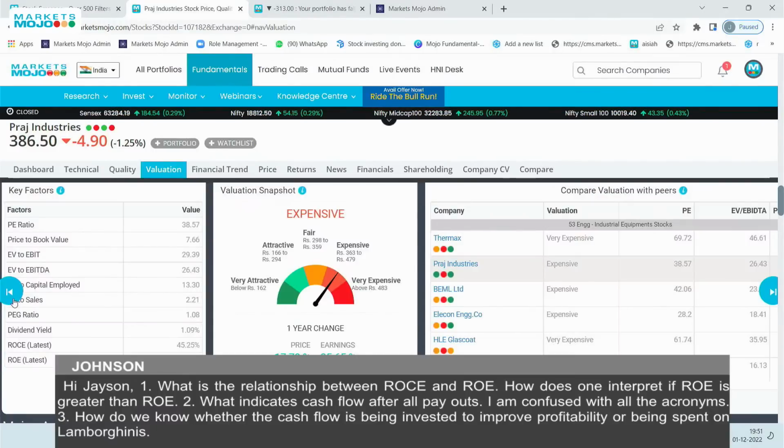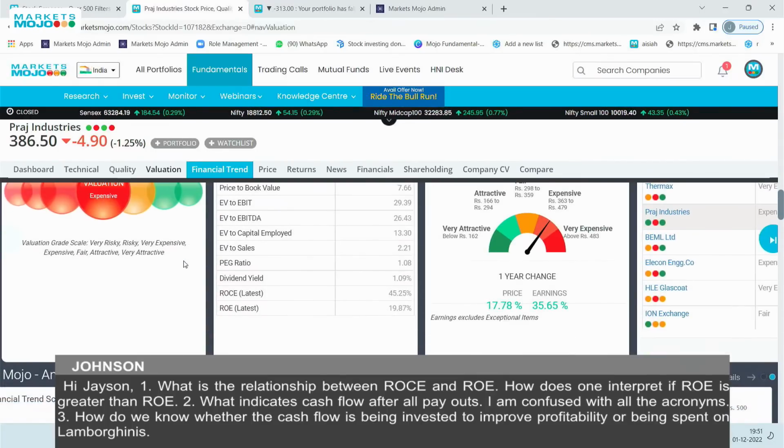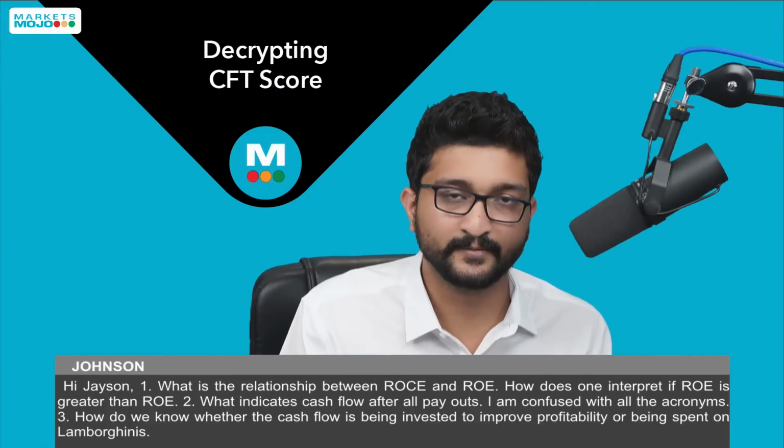The second one is what indicates cash flow after all payouts. I am confused with all the acronyms. I'm not sure where you can actually see cash flow after payouts. If you're talking about cash flow from operations, you can elaborate on the second point. How do we know whether the cash flow is being invested to improve profitability or being spent on Lamborghinis? You will have to look at how the company is performing with its financial trend. If the company was actually using the money to spend on Lamborghinis, it would have really high expenses and the profits would fall. So you don't have to worry.